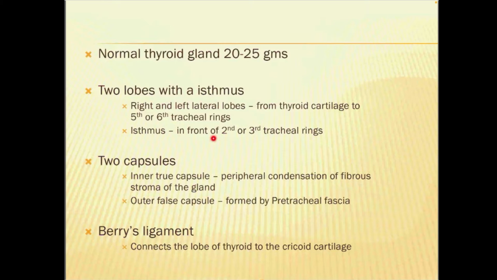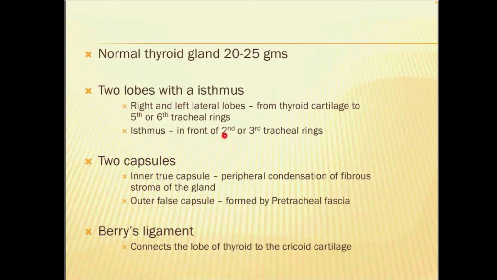So here we are reading about the extent of the thyroid. The right and left lobes of the thyroid extend superiorly from the thyroid cartilage to inferiorly the 5th or 6th tracheal ring, while the isthmus is bounded superiorly by the 2nd tracheal ring and inferiorly by the 3rd or 4th tracheal ring.